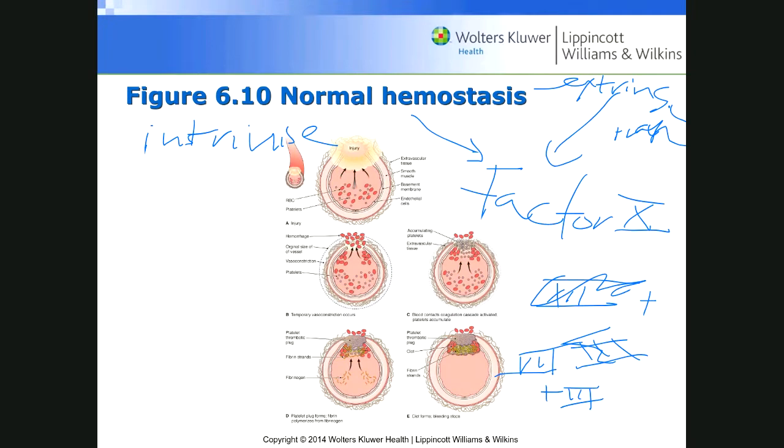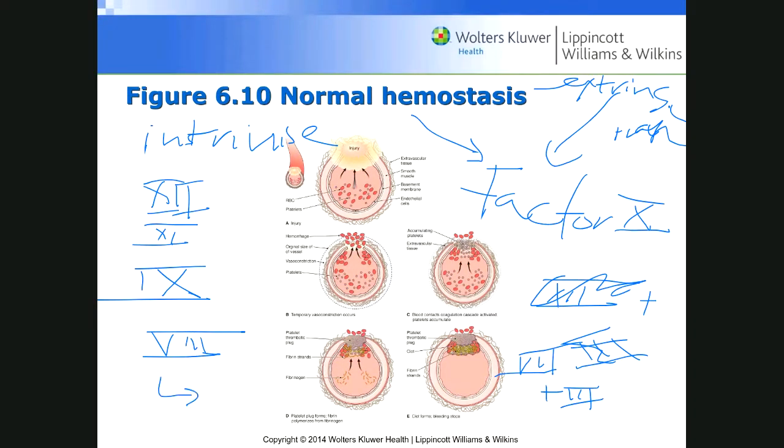Whereas the intrinsic pathway, you start with factor 12. You activate factor 11, you activate factor 9, you activate factor 8, and then you activate factor 10. And that's the common pathway.